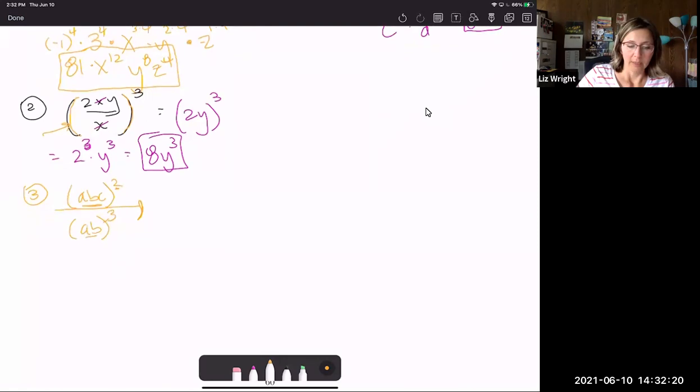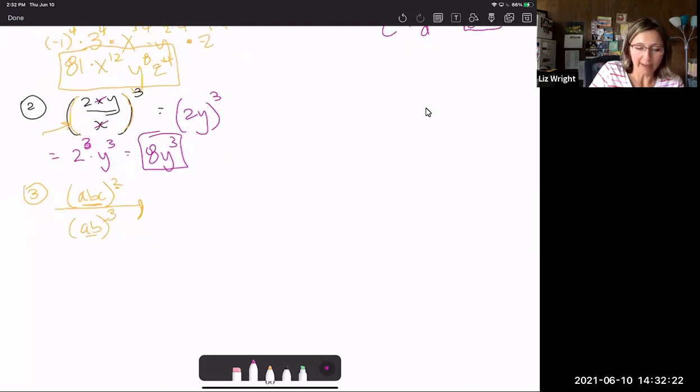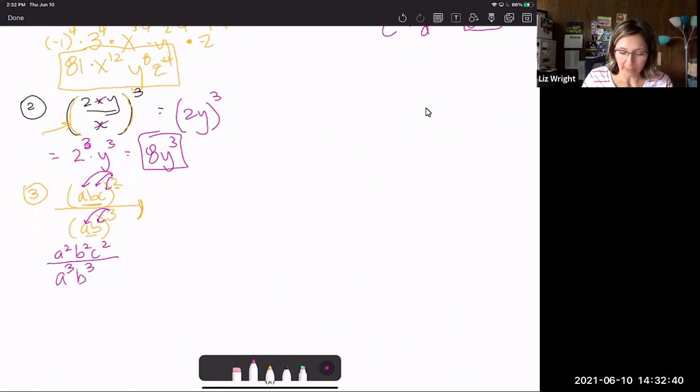All right, so let's go back. All we have is multiplication in the numerator. So let's distribute that in. All we have is multiplication in the denominator. So let's distribute that one in. And we're going to get a squared, b squared, c squared all over a to the third, b to the third. And now we're ready to reduce. We can take these two off and these two off.